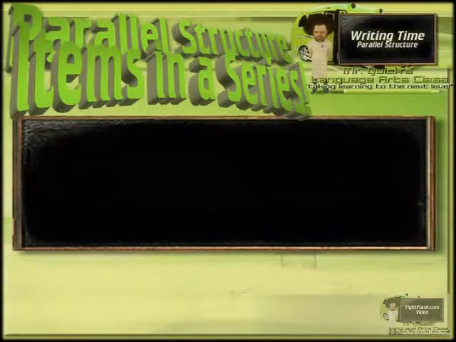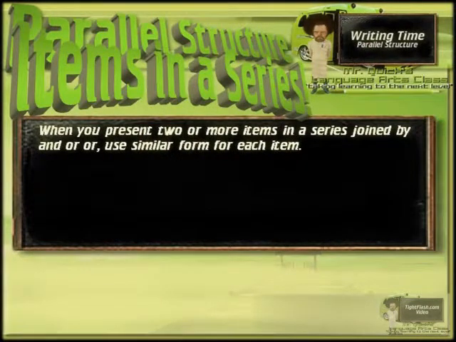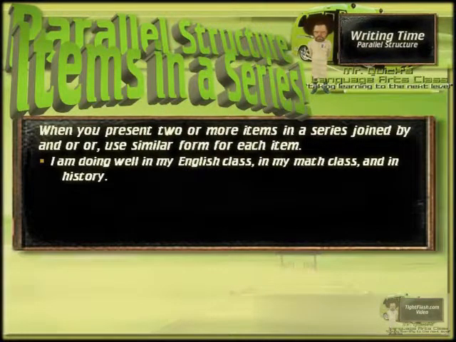Items in a series. Now, when you have a series of items, of course, we're talking about when we present two or more things and we join them with words that indicate a series like and or. We must use the same form. Now here we're going a little bit deeper because if we're connecting phrases, we need to use phrases. If we're connecting words, we need to use words. And of course, if we're connecting clauses, we need to use clauses. Let's look at this sentence. I am doing well in my English class, in my math class, and in history. Now, here is our list.